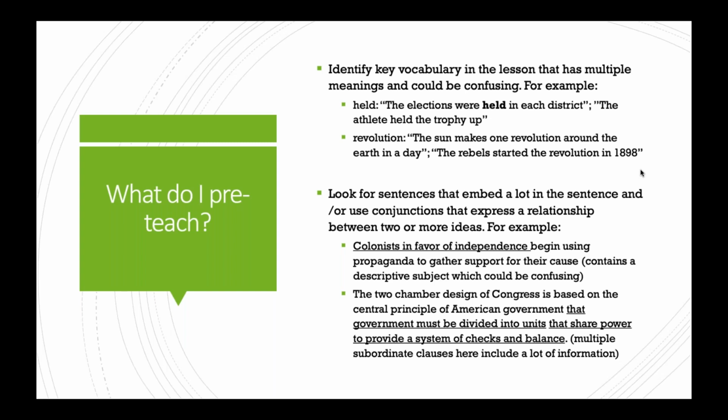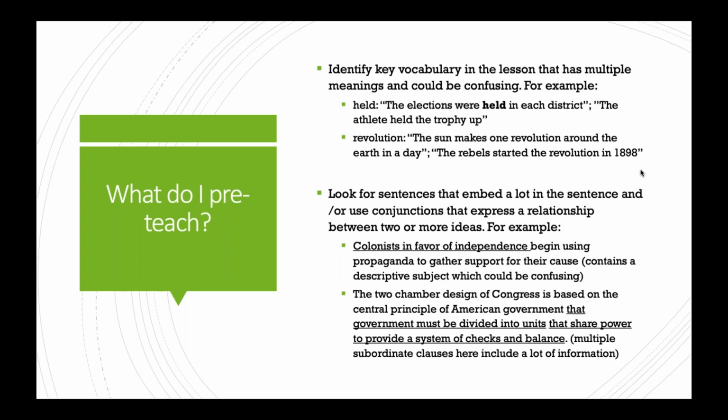Another example of that would be the word revolution. The sun makes one revolution around the earth in a day. The rebels started the revolution in 1898. The difference is clear to us, but to a student who has just learned revolution regarding the science meaning, they're going to be really confused about revolution as it relates to a social studies context. So we want to make sure that we're identifying words that have more than one meaning.